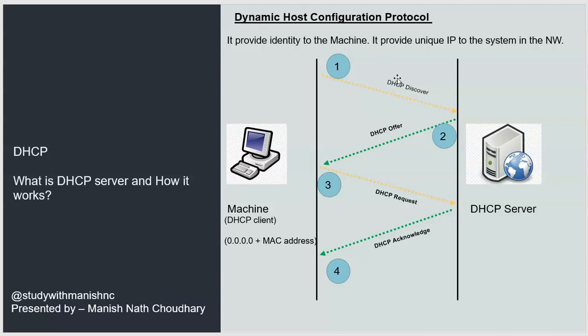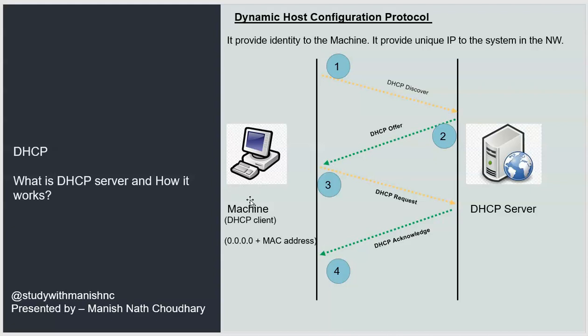The meaning of DHCP discover is who am I. The DHCP server connected to the network understands that this request is coming from a particular system which doesn't have an IP address, because it comes from the 0.0.0.0 request with the MAC address. So in the second request, the DHCP server sends to the machine: this is the IP address, would you like that IP address?